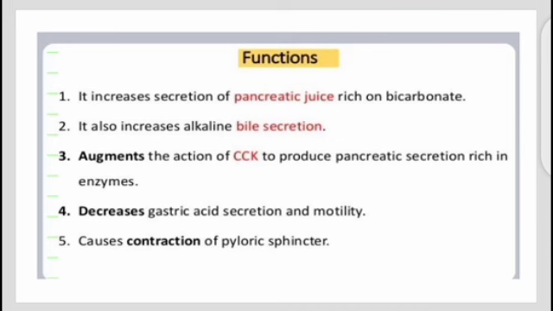Moreover, it is also going to stimulate bile production in the liver. The bile is going to emulsify the dietary fats in the duodenum so that pancreatic lipase can act on them and digest them. This is how gastrin and secretin help in digesting the food.